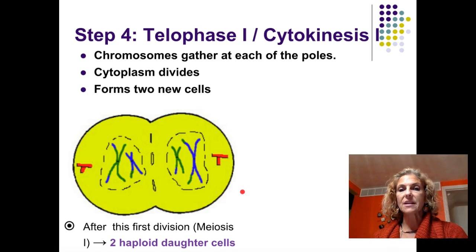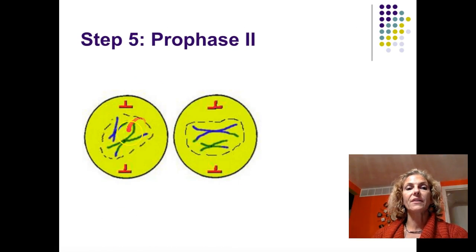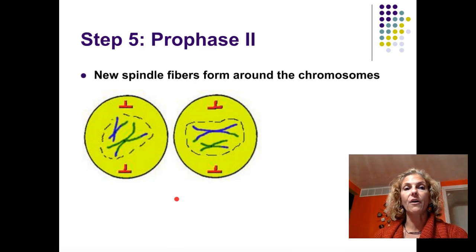This time, we're not going to precede it with interphase. There's not going to be any replication. So we still have 2. These 2 cells are going to go through PMAT all over again.